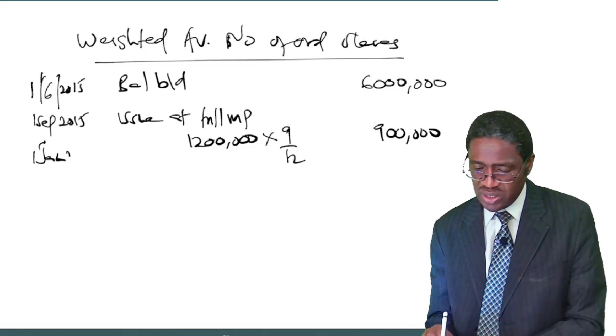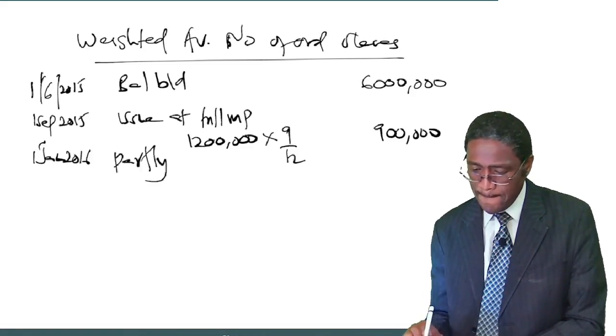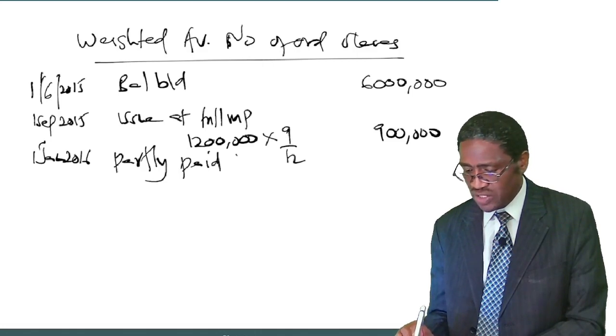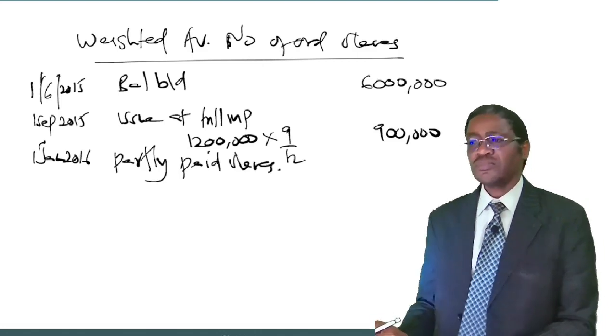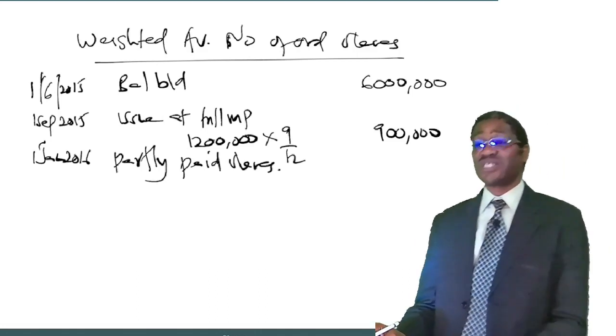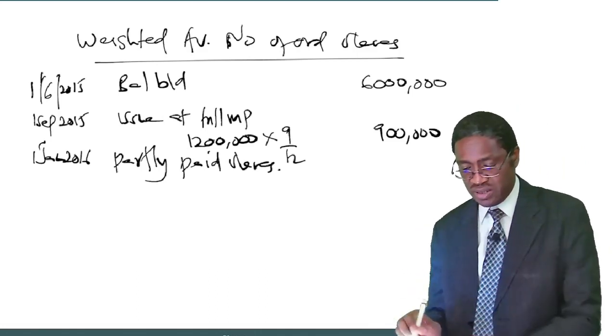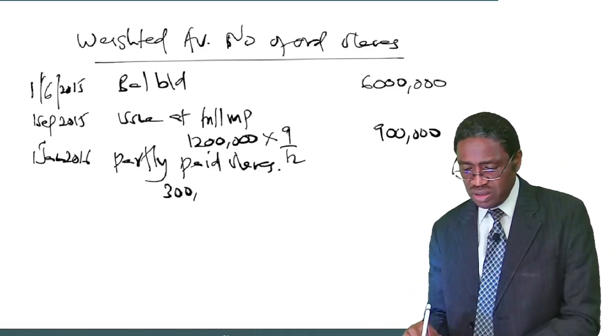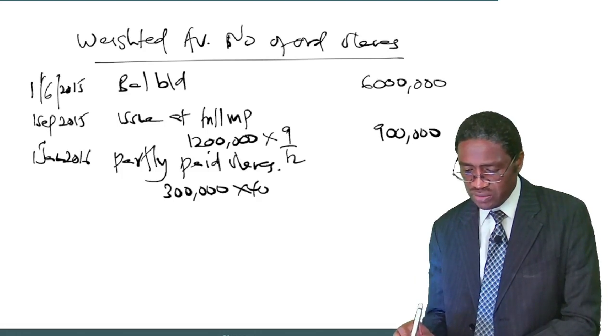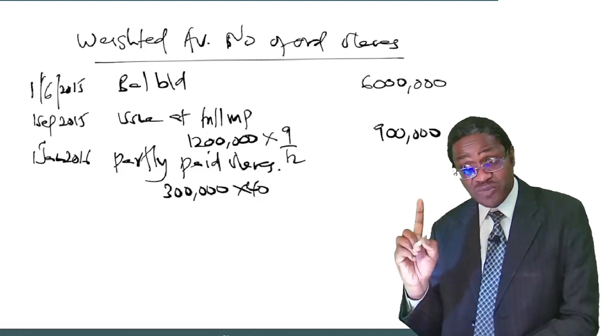1st January 2016. Partly paid shares. So we consider them only to the extent that they are fully paid. We issued 300. So they brought in how much? 300 times 40. Because they paid us 40.